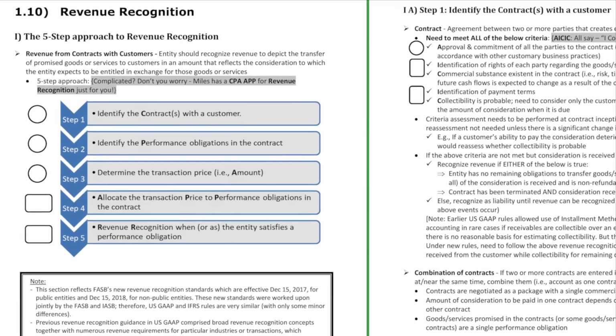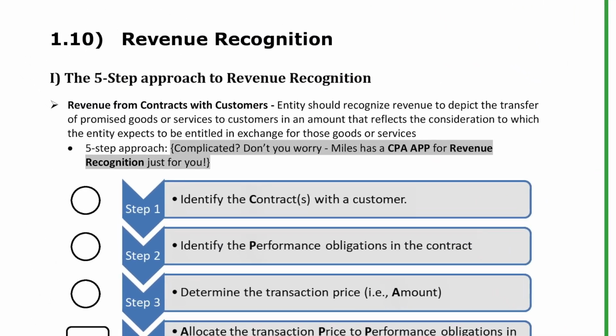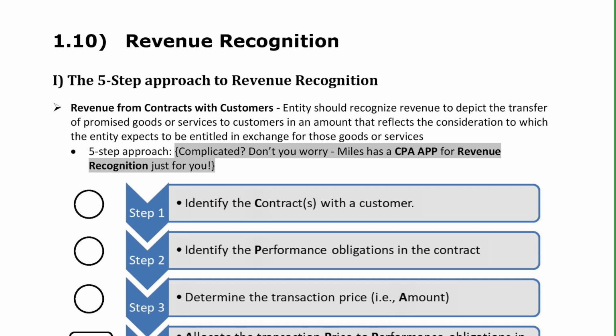On page 52, we're looking at the new revenue recognition standards effective December 2017 for public entities and December 2018 for non-public entities. Now, the previous revenue recognition guidance in US GAAP comprised broad revenue recognition concepts and a lot of revenue requirements which were industry or transaction specific, which sometimes resulted in different accounting for similar transactions across industries.